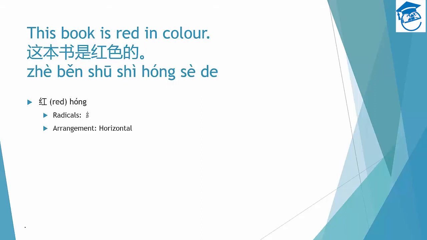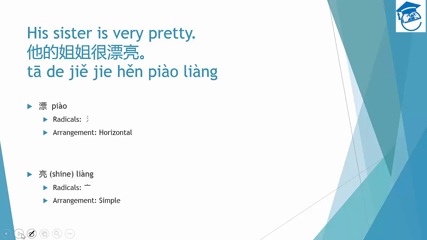Okay, next one. His sister is very pretty. In Mandarin, it is 她的姐姐很漂亮. Okay, so there are only two words that you don't know, the final two words. So 漂 has many meanings depending on the context. So I'm not going to put any meaning here, so you won't get confused. So 漂, this is the pinyin, and the radical is what's on the left here. So the arrangement is horizontal. Okay, so here's how to write 漂.